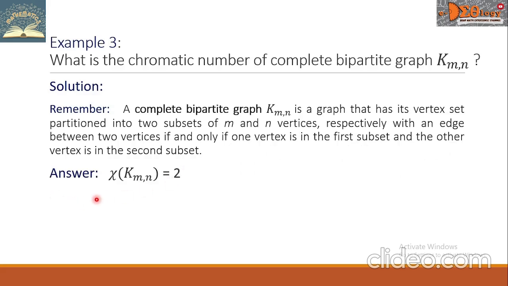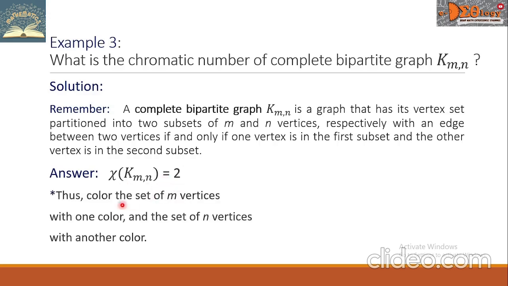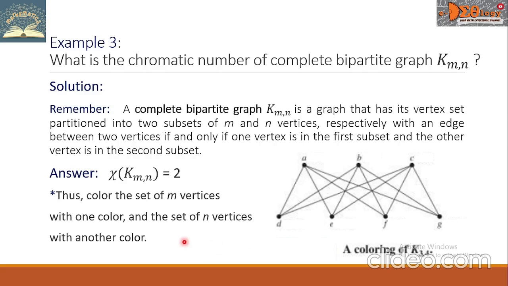The answer here is the chi of K sub m,n equals 2, meaning color the set of m vertices with one color and the set of n vertices with another color. We have here the graph of K sub 3,4, 3 vertices by 4 vertices. We color the first set red and color the second set blue.